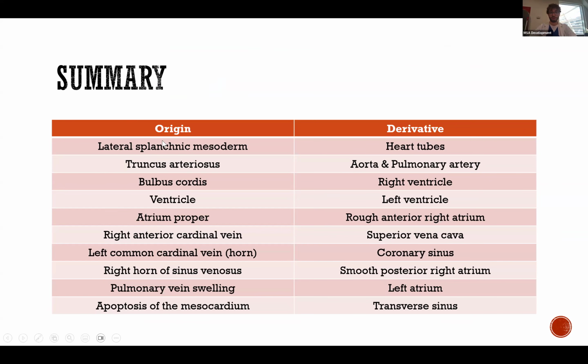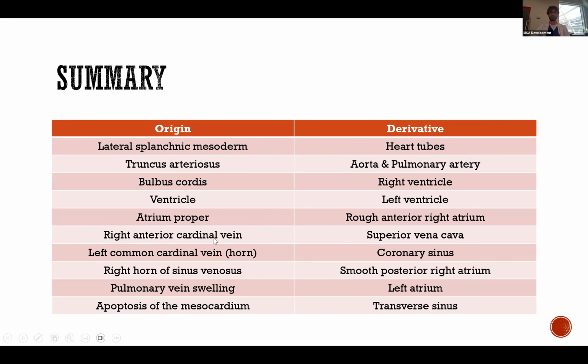As we said, lateral splanchnic mesoderm gives us the heart tubes, truncus arteriosus, aorta, pulmonary artery, bulbus cordis, right ventricle, left ventricle. The atrium proper will give us the rough anterior right atrium, while the right horn of the sinus venosus gives us the smooth posterior right atrium.